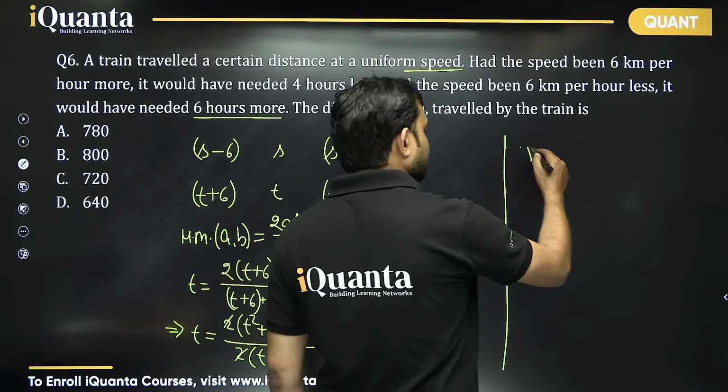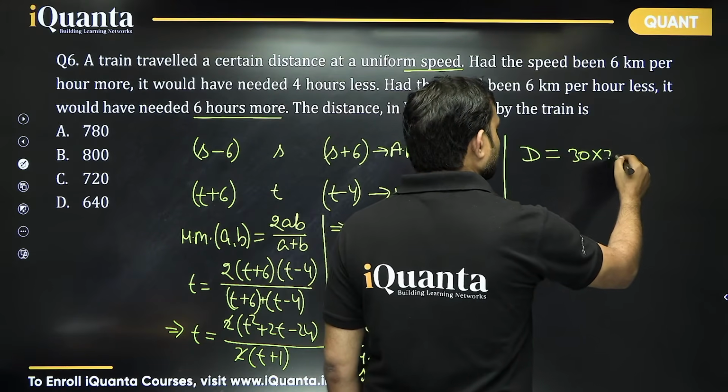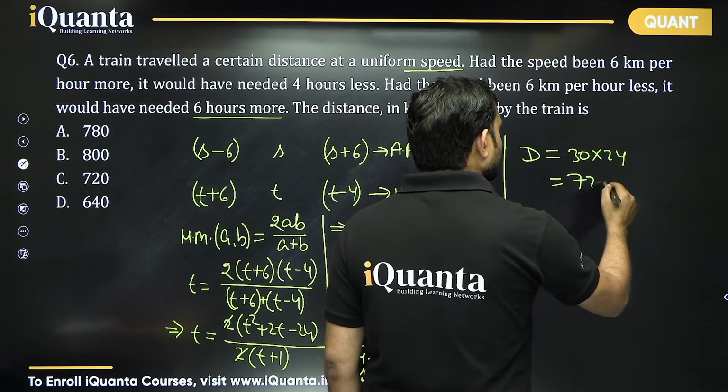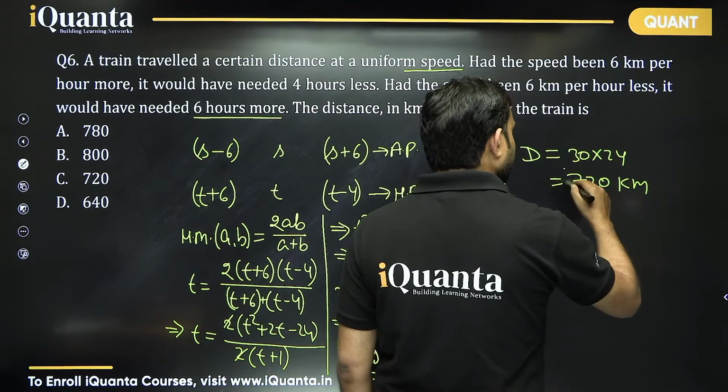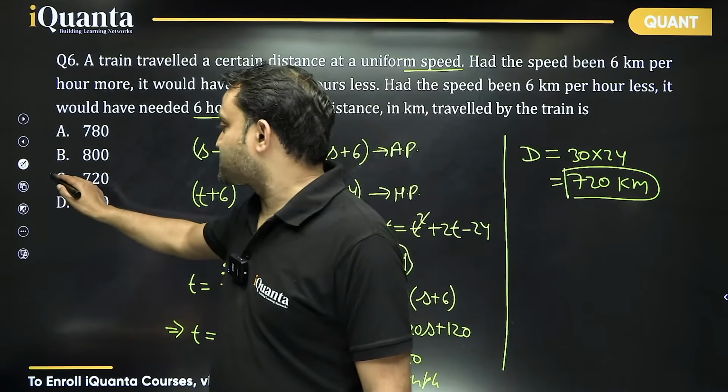So we got the value of s, we got the value of t, we can find the distance d, which is equal to speed into time. So 30 into 24, which is equal to 720 kilometer, right? So our answer is option C.